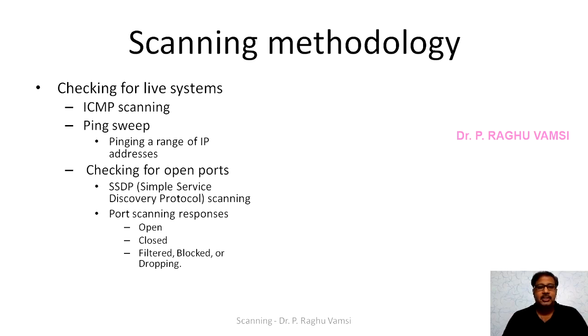In the network scanning methodology, first of all, we check for the live systems. In checking for the live systems, we may use ICMP, that is Internet Control Message Protocol, which is the protocol helpful in the network layer along with IPv4 and IPv6. So ICMP scanning will be used, and we may also use ping sweep. Ping sweep is nothing but pinging a range of IP addresses in the network. Usually, a network consists of a range of IP addresses, maybe subnets, maybe any other group of IP addresses that are allotted to the network.